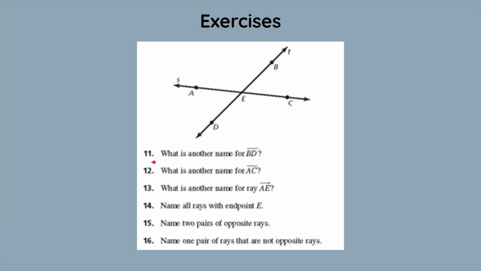Next, what is another name for BD? So we can say DB and just switch the letters. What is another name for AC? Same thing, we can say CA.